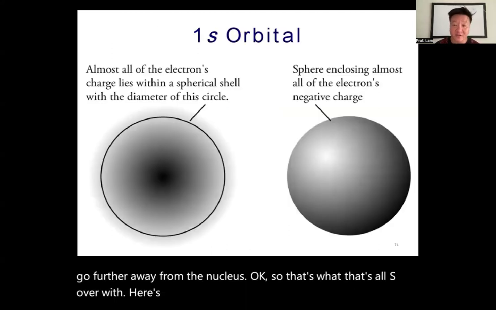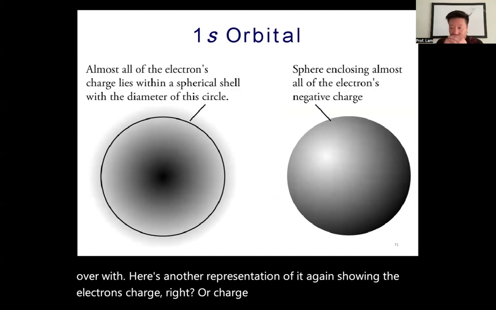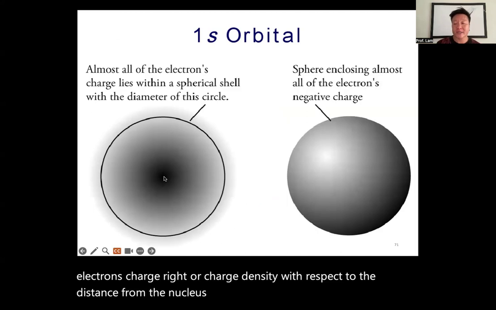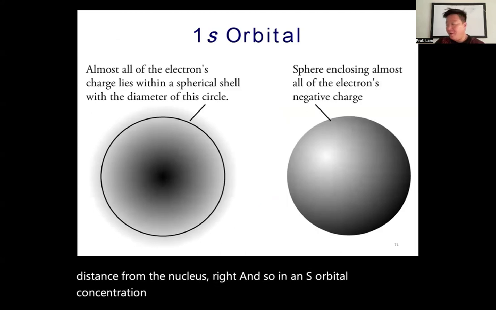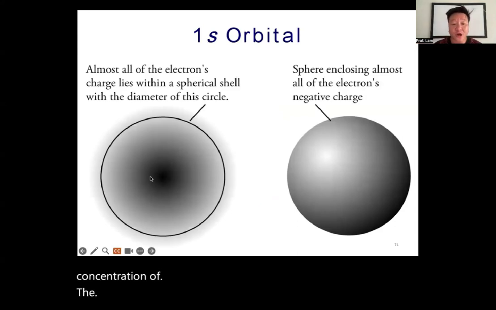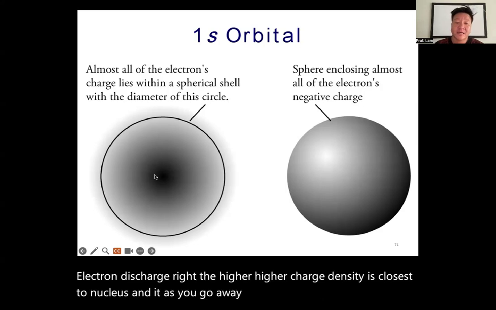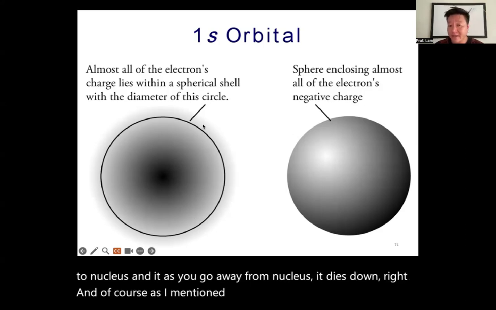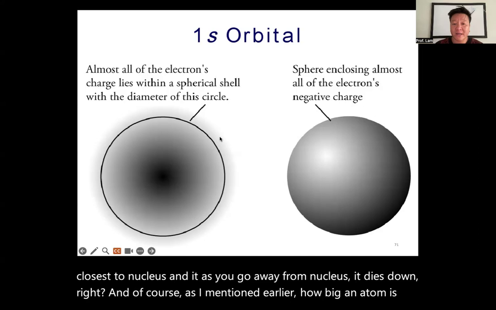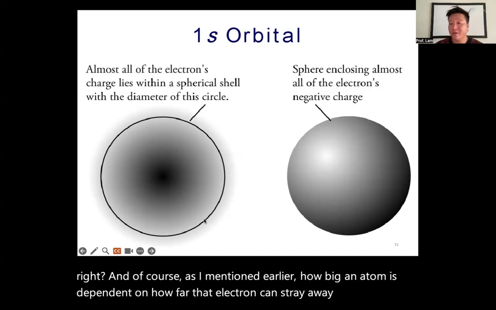Here's another representation of it, again showing the electron's charge density with respect to the distance from the nucleus. In an s orbital, the higher charge density is closest to the nucleus, and as you go away from the nucleus, it dies down, right? And of course, as I mentioned earlier, how big an atom is depends on how far that electron can stray away from the nucleus.